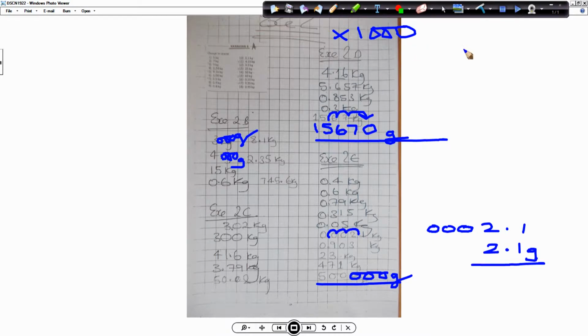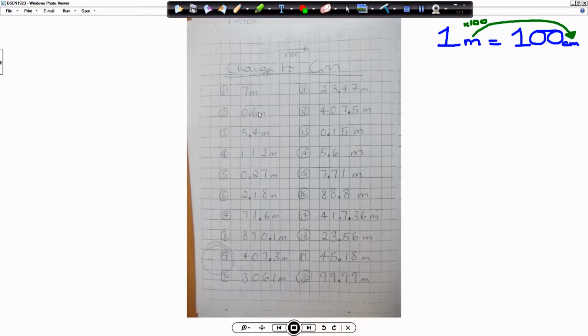Right, recording folks, this next exercise, we have to change meters into centimeters. Now the identity is 1 meter is equal to how many centimeters? 100. So to change meters to centimeters, what are we going to be doing in this particular exercise? We will be multiplying by 100.